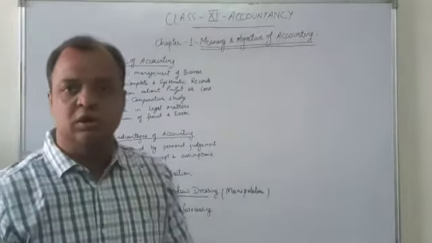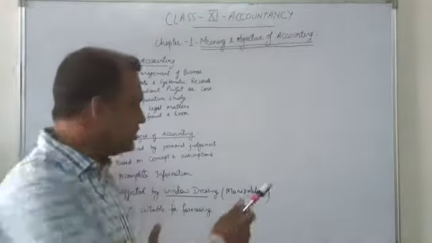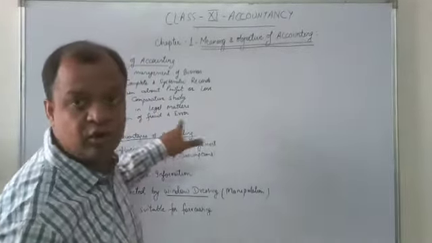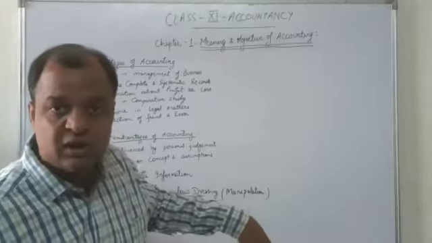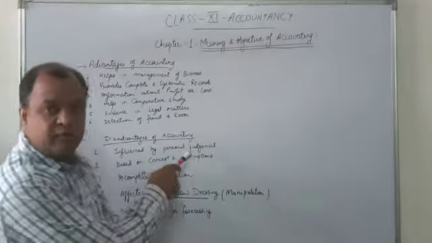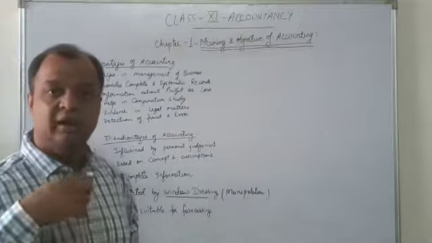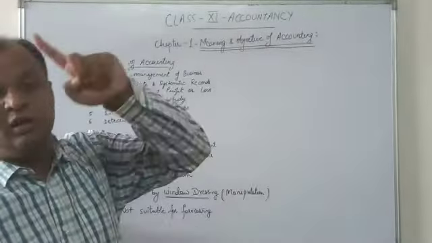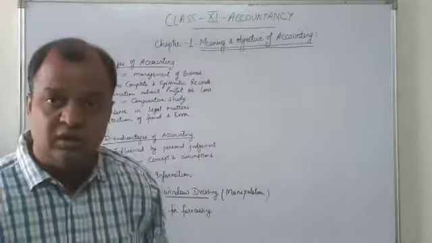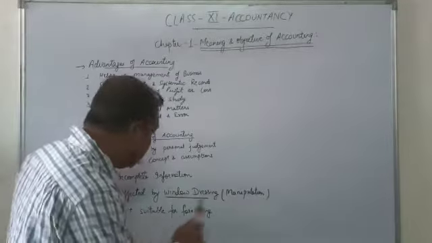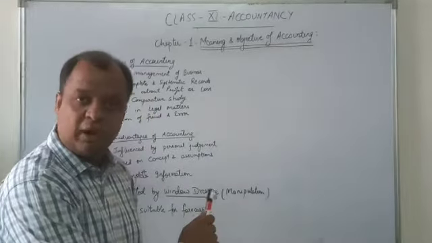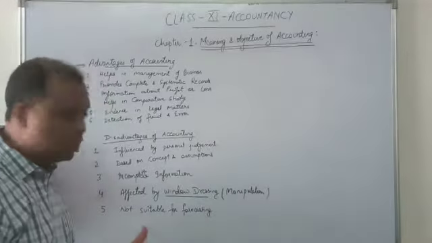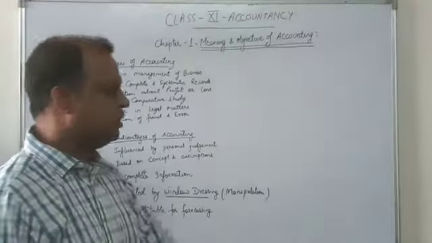I am preparing records and as per my convenience, I can change the records. So I might be doing fraud in the business, and this fraud may relate to the disadvantage of accounting. For my benefit, I am making changes in the accounting. Such changes may lead to disadvantage for the other person. So these all relate to window dressing, that is manipulation. Clear, students? And the last one is not suitable for forecasting.